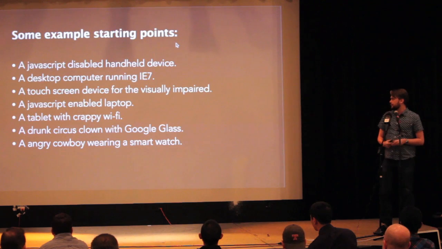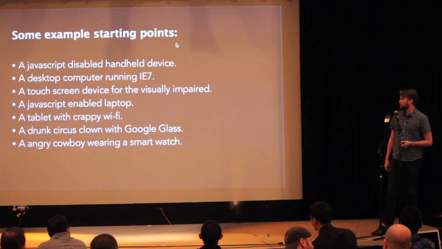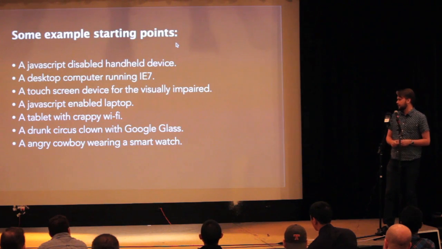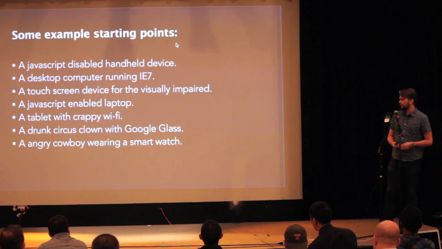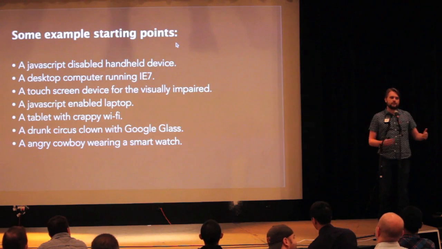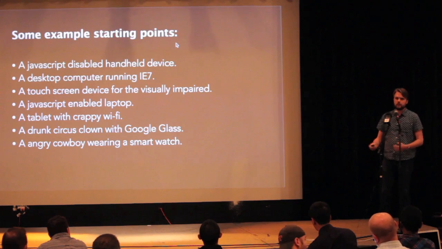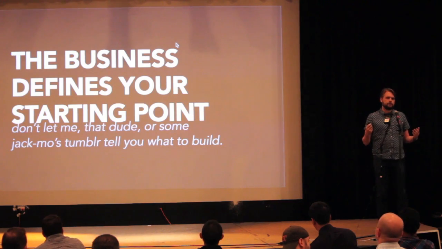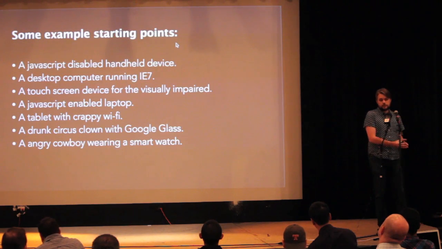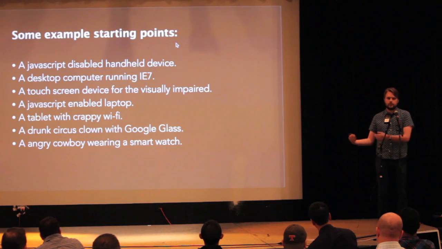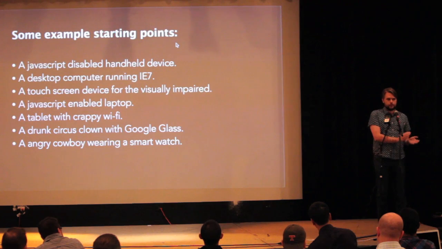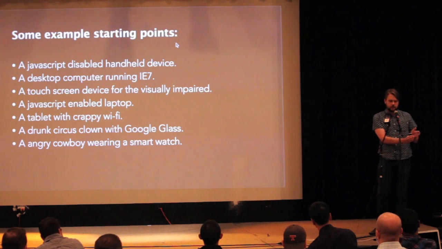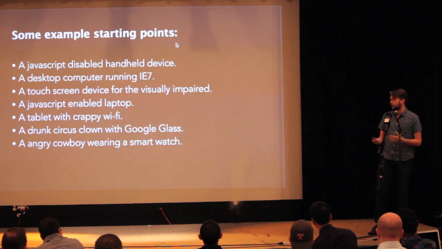Some examples of starting points: a JavaScript-disabled handheld device, a desktop computer running IE8, a touch screen for the visually impaired, a JavaScript-enabled laptop, a tablet with crappy Wi-Fi, a drunk circus clown with Google Glass, an angry cowboy wearing a smartwatch. You can start anywhere. Just define who your target is and try to figure out what they might be using. That's the starting point you want to go with. You also want to build in some limitations. For instance, we started with something that was kind of advanced in the browser set, but with a mobile-first approach for the content and layout. So we built in those enhancements on layout to give us something to cripple it back a little bit in the amount of width we used, and then expand out from there.